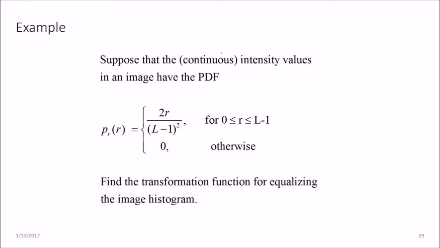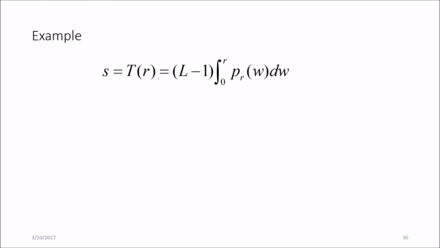Suppose the continuous intensity values in an image have the probability distribution function p_r(r) equal to 2r by (L minus 1) whole square. They all belong to 0 to 255, that is, 0 to L minus 1. So it will be 2 times r, the intensity value, by (L minus 1) whole square, that is 255 whole square, or otherwise it will be 0. Just find the transformation function for equalizing the image histogram. How can you equalize the histogram?